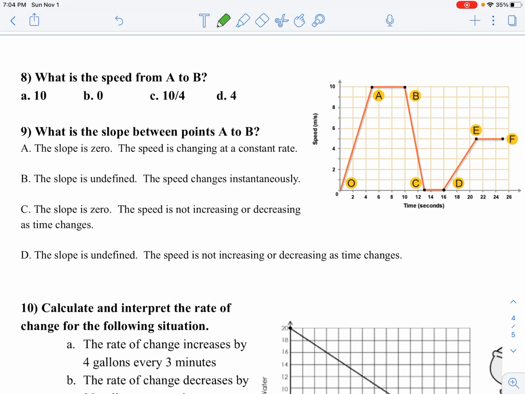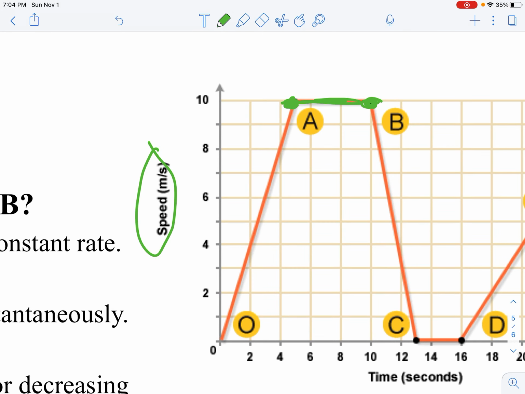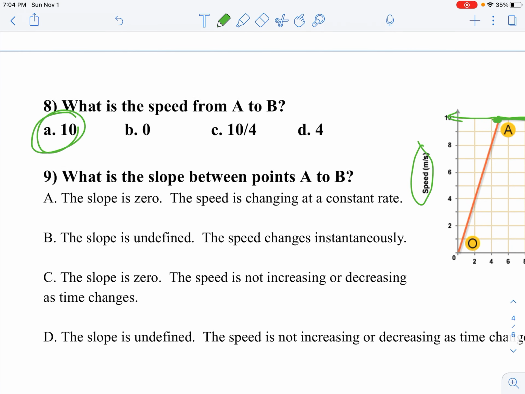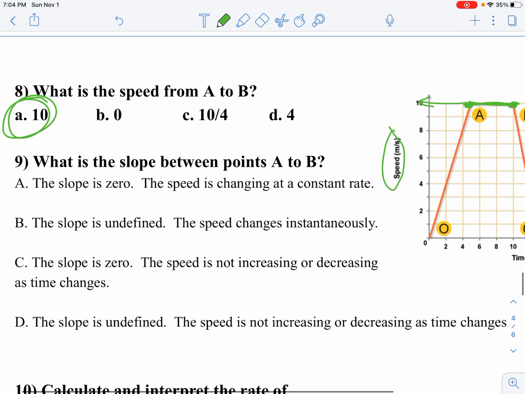Lastly here, it says, what is the speed from A to B? I got to look at the sides of my graph. So my y-axis here is that's speed. And so from A to B, from this point here to this point there, the speed is always at 10, right? It's right across from that 10 right here. So that's going to be my speed.